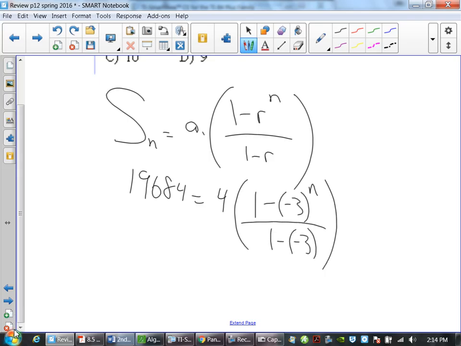And now we start simplifying. What's 1 minus -3? 4. What's 4 divided by 4? 1. It's 1. Is that right?